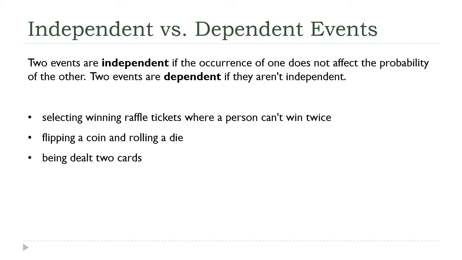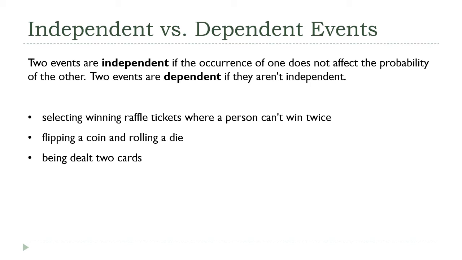Right? How about flipping a coin or rolling a die? Well, the coin result doesn't somehow magically affect the die result. They're completely separate. One doesn't impact the other. So those would be an example of independent events.